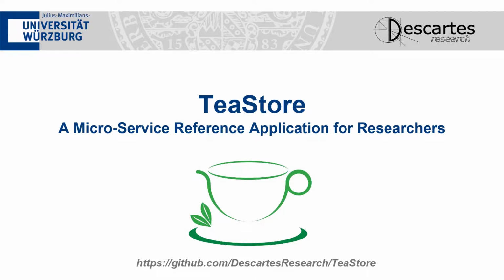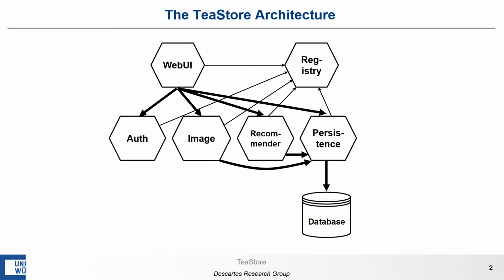The TeaStore is a microservice reference application that can be used for model extraction and evaluation of modeling research. The TeaStore consists of 5 services, a registry and a database. The services communicate with one another.